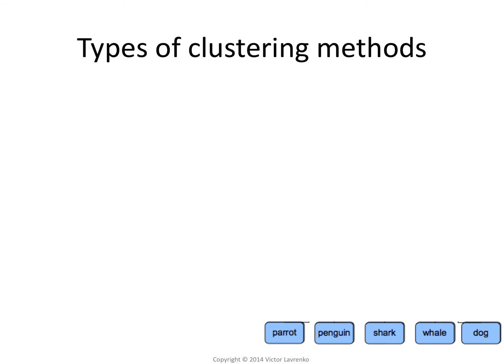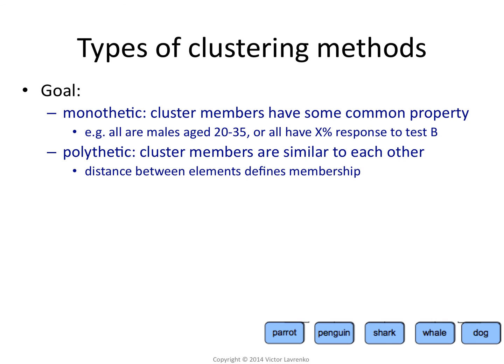Now, there are lots and lots of different clustering algorithms, and you can try to bring order to this myriad of algorithms in several different ways. So here's one way of categorizing clustering algorithms. You can have either monothetic or polythetic clusterings.